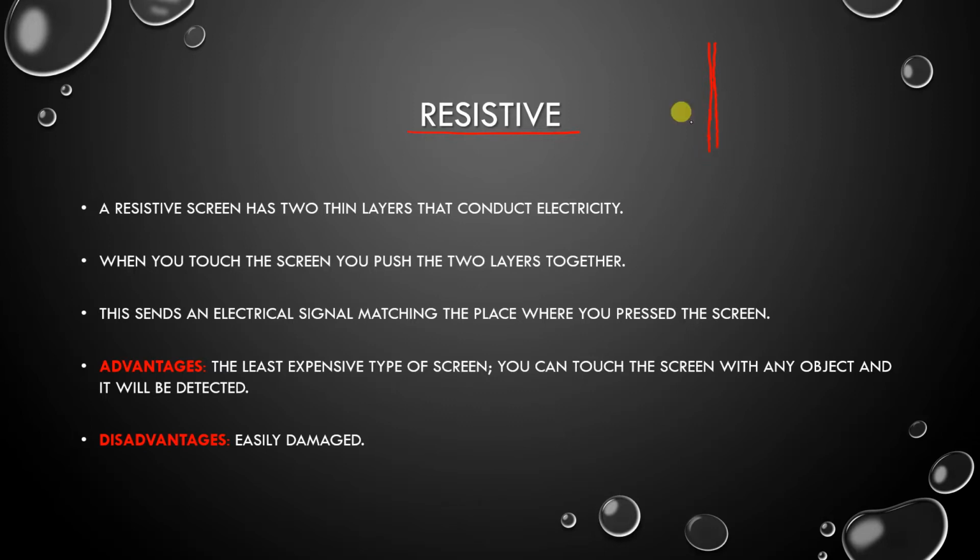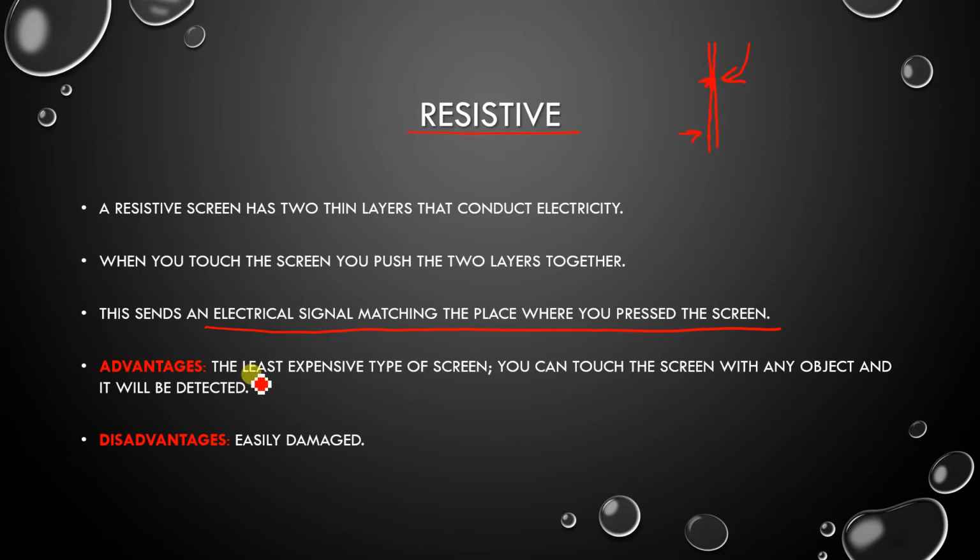And when you push down on the first layer, the top layer, it pushes onto the second layer, and it kind of touches them together. And when the layers are touched together, it completes the circuit, an electric circuit, and a signal is sent, showing the processor the positional data of where the finger's been touched. Okay, so it has to be pushed down, and the two layers have to touch each other.